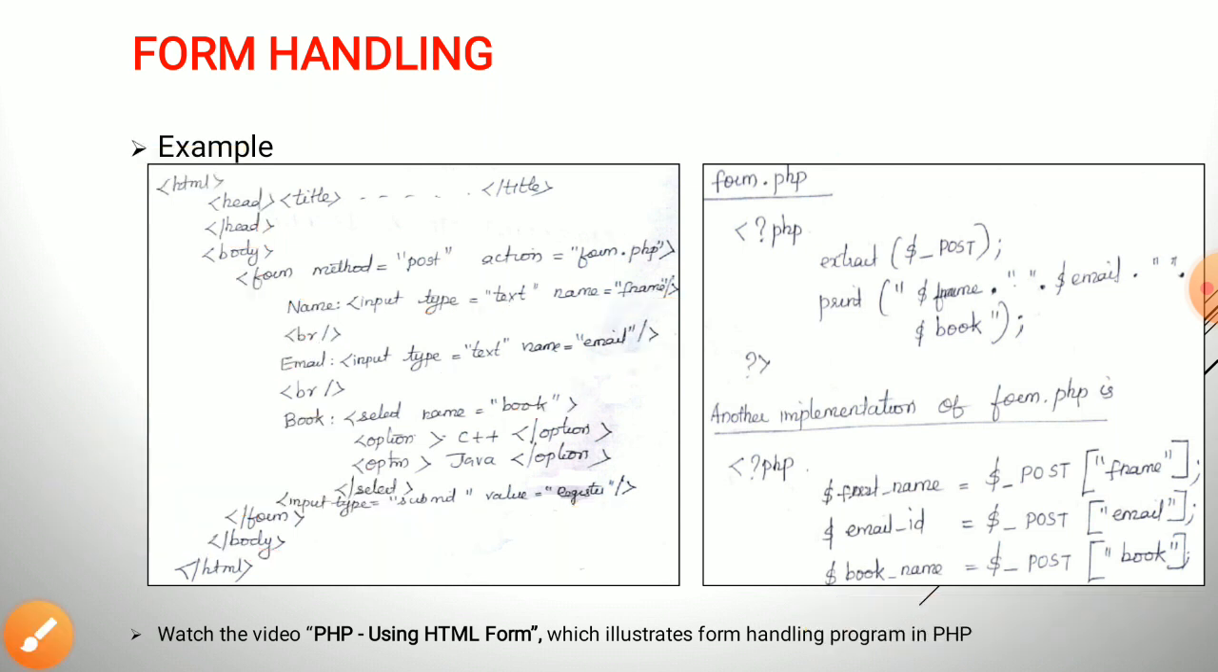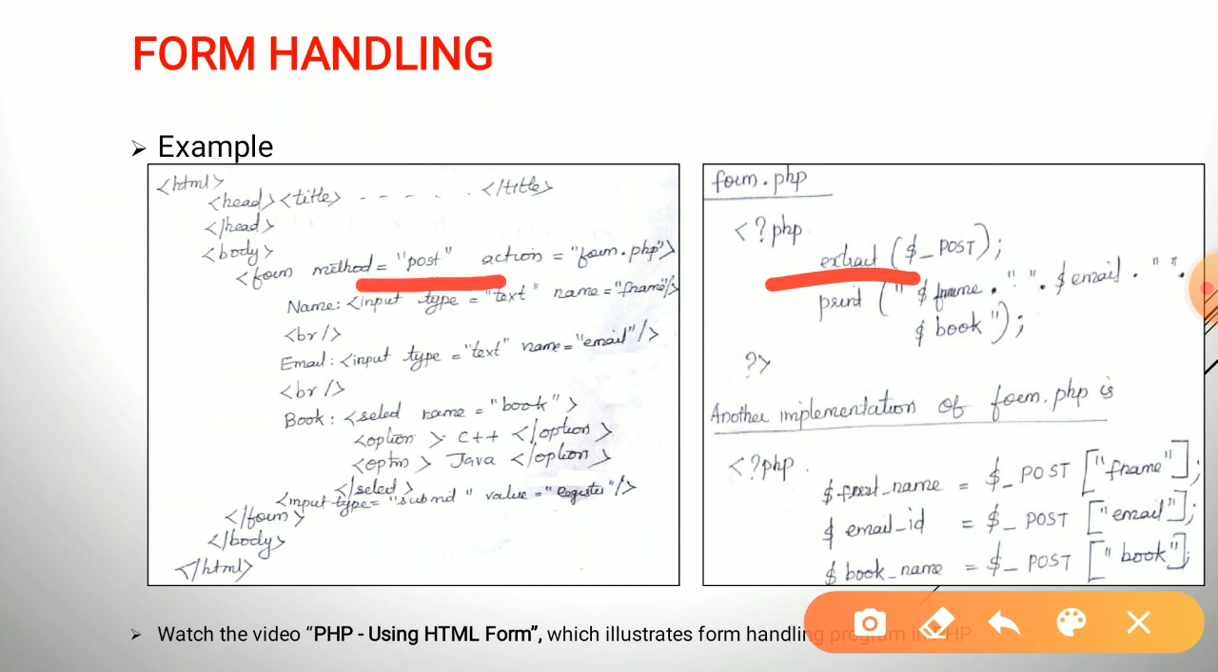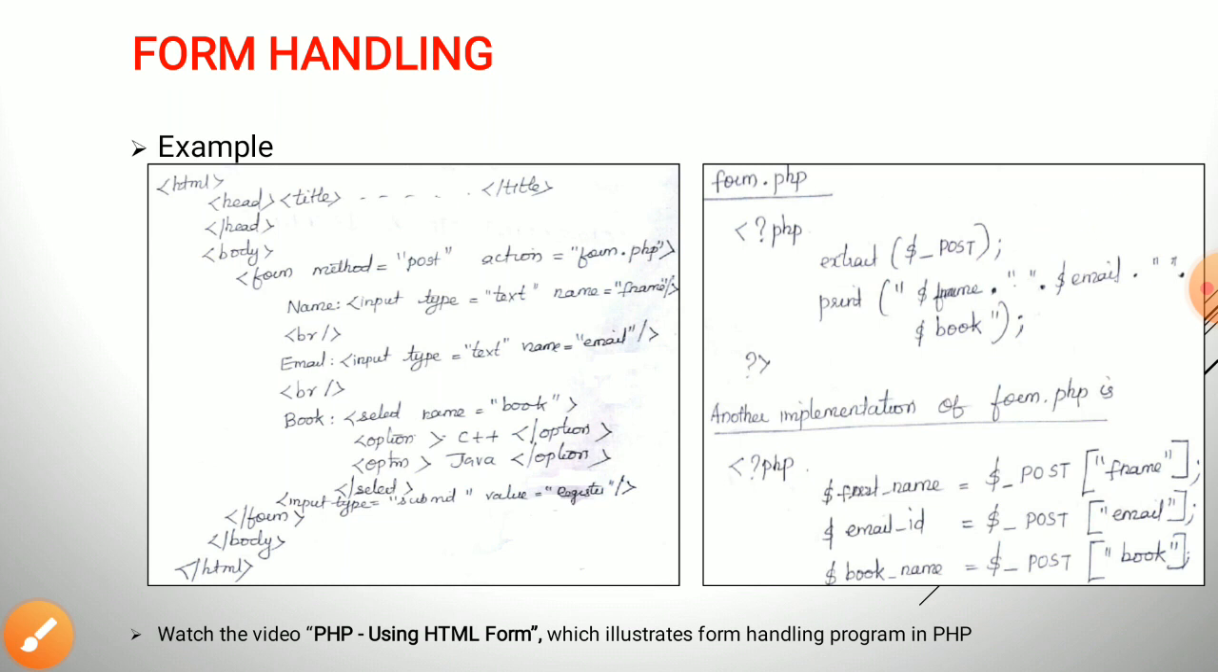Okay, now in this form.php, the first thing we need to do is extract the values that are posted by the client. Okay, so here we are using the extract method to extract the values. Extract $_post as the method used in the HTML form is post. We must use $_post here. So extract $_post.